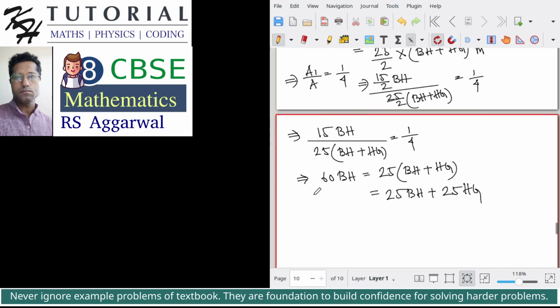Okay. This implies, moving the BH term to the left hand side, we have 60 BH minus 25 BH is equal to 25 HG. Further simplifying, we have 35 BH is equal to 25 HG.